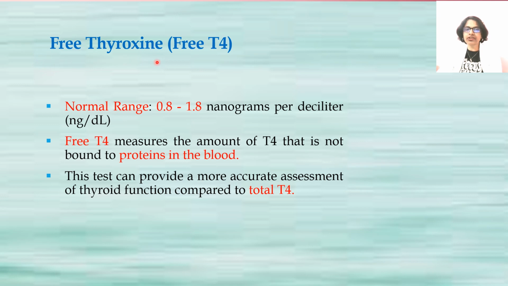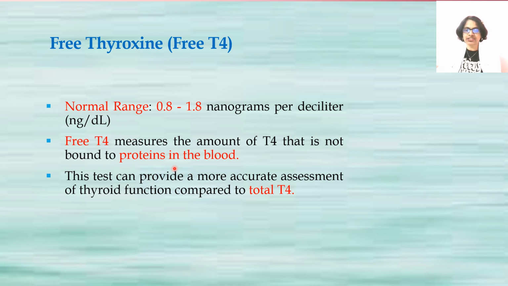Then coming to free thyroxine. What do we mean by this free? Let us see. The normal range is 0.8 to 1.8 nanograms per deciliter. Free T4 measures the amount of T4 that is not bound to proteins. So whatever amount of T4 is not going to bind to the protein in the blood.